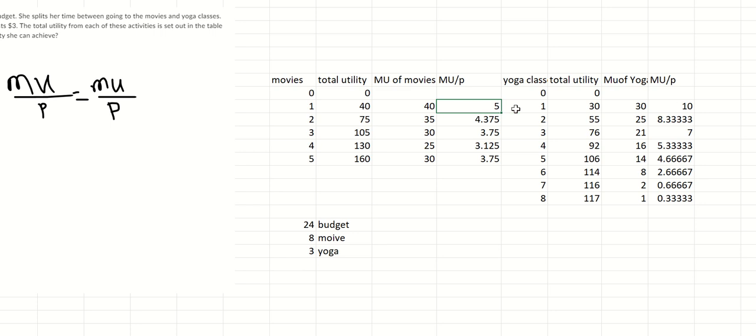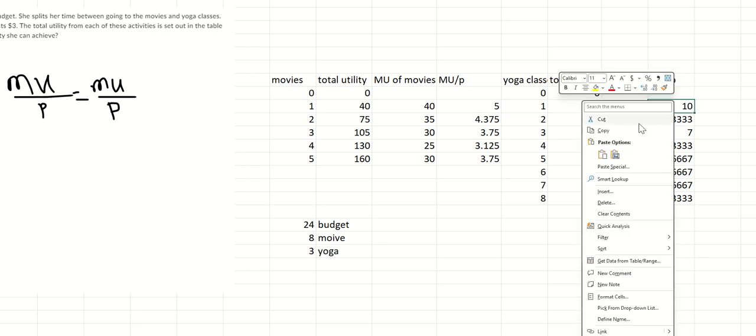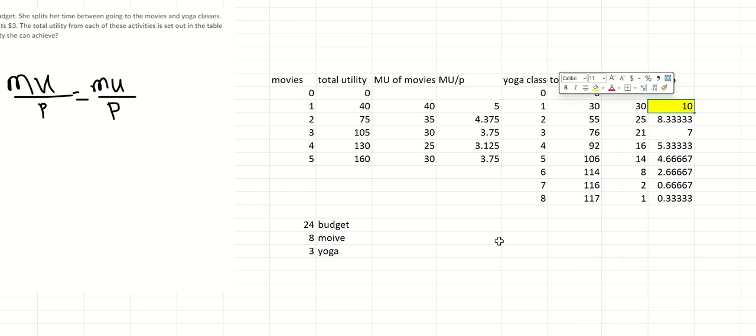So when spending $1 on yoga for your first yoga class, you get 10 utility. But if you spend the first dollar on your movie, you're only getting 5 utility. So 10 is more. So our first purchase is going to be yoga, right? Our first purchase is yoga, and that will cost us $3.